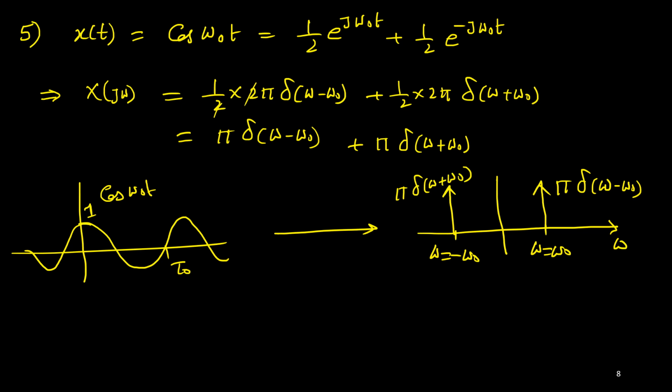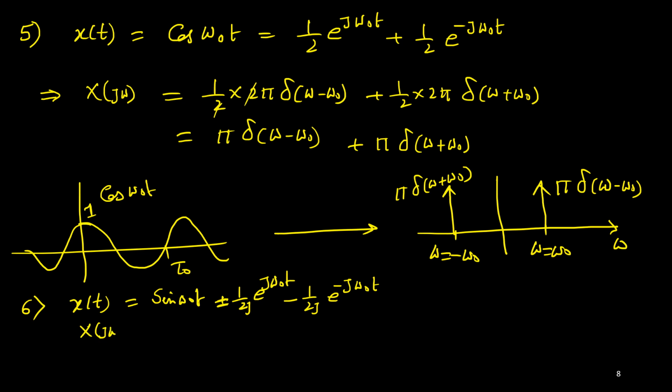In the same way, if x(t) is sine(omega naught t), we can rewrite this as 1 upon 2j e to the power j omega naught t minus 1 upon 2j e to the power minus j omega naught t. So you will see capital X of j omega will have two components: 1 upon 2j times 2 pi delta(omega minus omega naught), minus 1 upon 2j times 2 pi delta(omega plus omega naught).